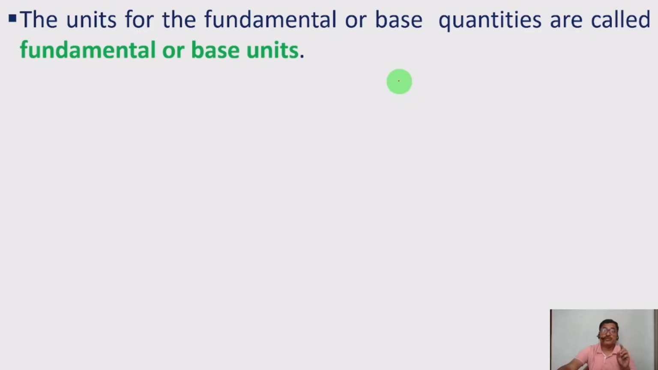The units for the fundamental or base quantities are called fundamental or base units. A few limited number of units that we choose, which are interrelated with other physical quantities, are the fundamental or base units. These units are used for the other physical quantities also, with some relation.